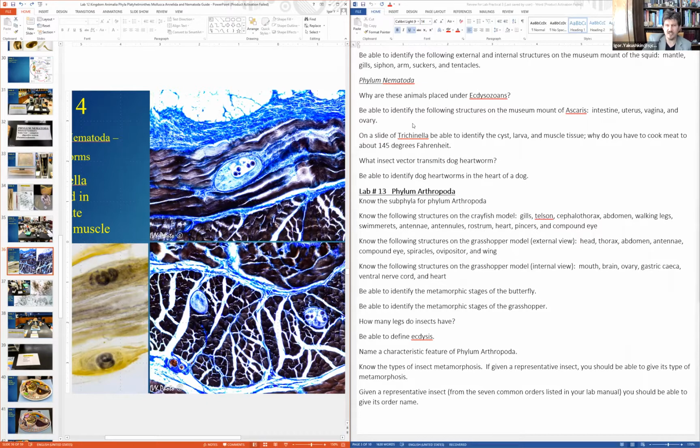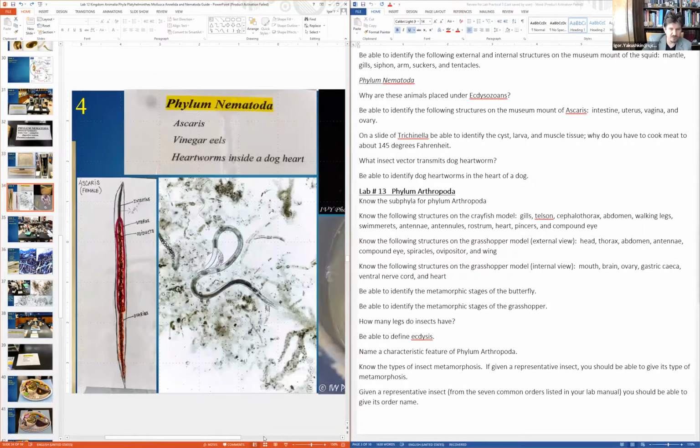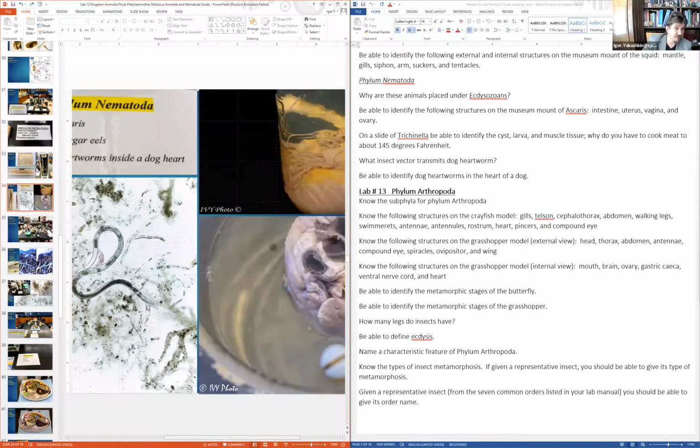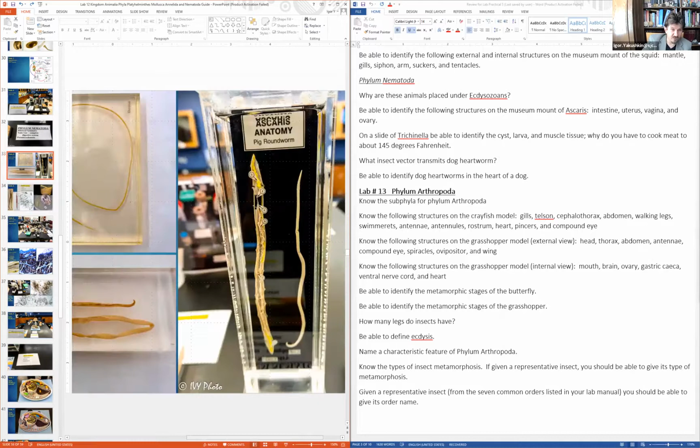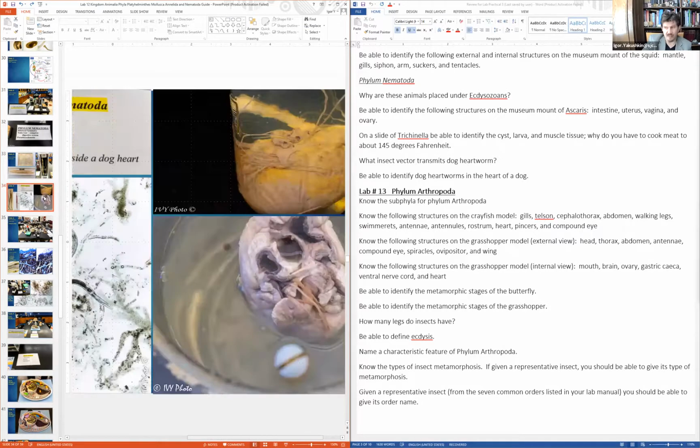Uterus, vagina, and ovary, don't worry about that. It's really hard to see, so I will omit that. Just believe me, if it will be on the lab practical, I'll just give you the points for that.